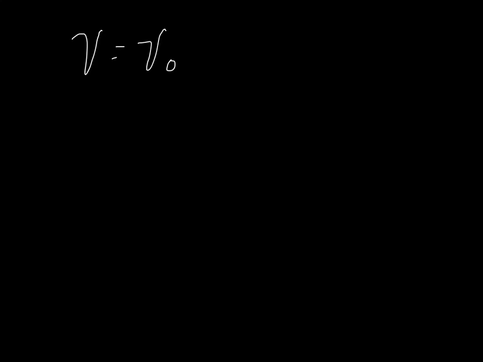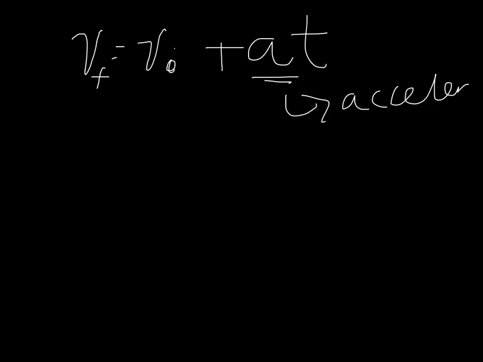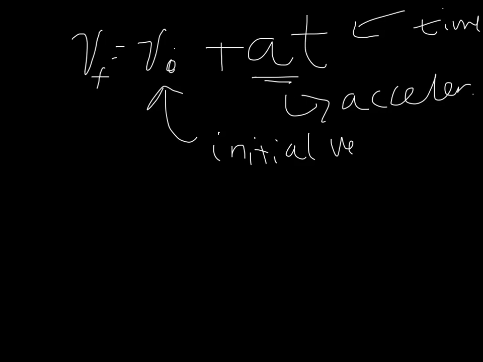these will be useful. So the first one is V final, so either just the V, or remember you can add an F. V final equals V naught, or V initial, plus AT. So this A is acceleration. The T represents time. V naught is the initial velocity, and V final is obviously the final velocity.